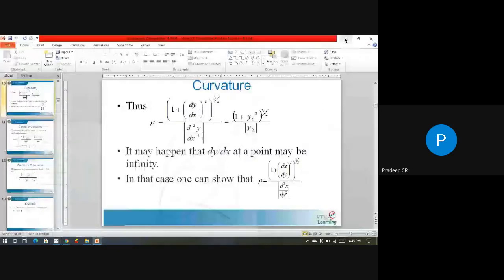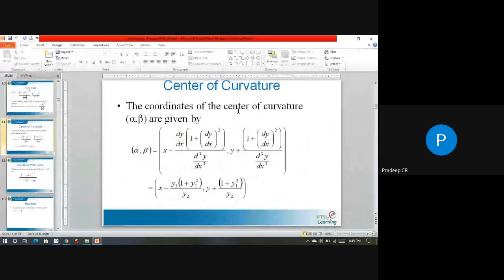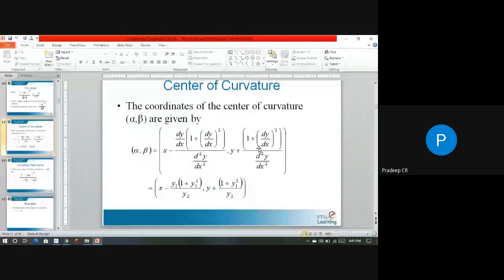So if I have a curve y equal to f of x, the center of curvature is given by this horrible looking formula: x minus dy by dx times 1 plus (dy by dx) whole squared divided by d square y by dx square, comma, and for the y coordinate, y plus 1 plus (dy by dx) whole squared divided by d square y by dx square. It looks horrendous, but if you solve a couple of problems, then it will become part of you. Then you will know what to do.